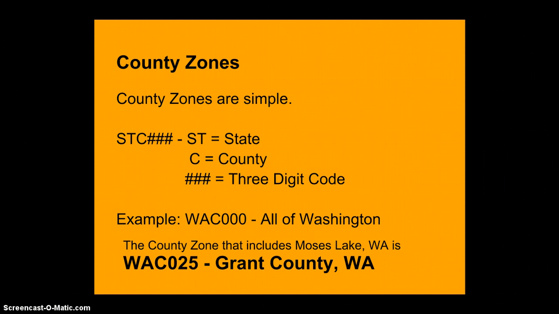The last 3-digit code is actually used with our FIPS code or SAME code. And in Canada, they call them the Canadian Location Code. The code we have here is 025, Grant County, Washington. That includes Moses Lake. 053025 is our SAME code.